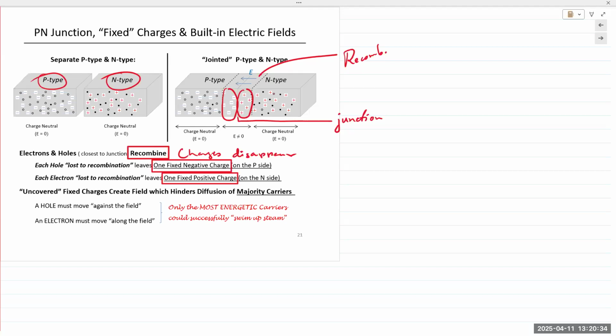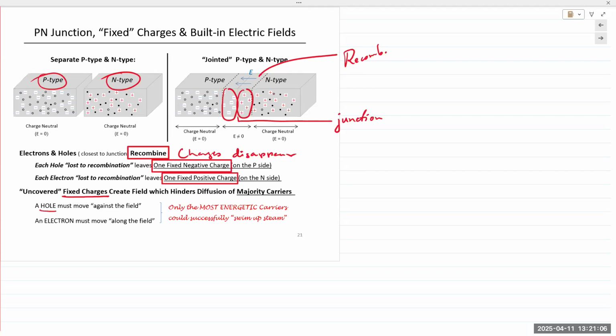Okay. Again, charges are left behind, and these uncovered fixed charges give rise to an electric field, and that electric field is going to oppose any further diffusion of the majority carriers from either side. Meaning this electric field is going to prevent the holes from going towards the right, and it's going to prevent the electrons from going over to the left.